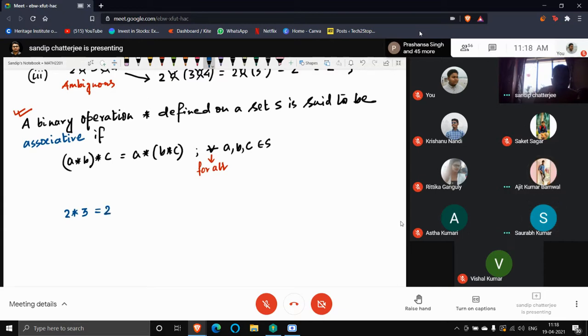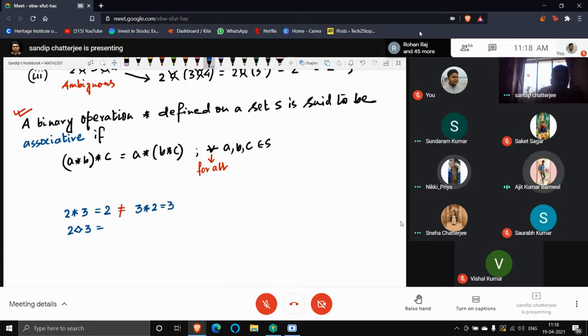If I do 3 star 2, that is equal to 3. That means these two are unequal. Now, if I do 2 operated with 3, this is the second binary operation of the context. What is the answer? 3. The answer is 3 because we are choosing the max according to the definition of this binary operation.